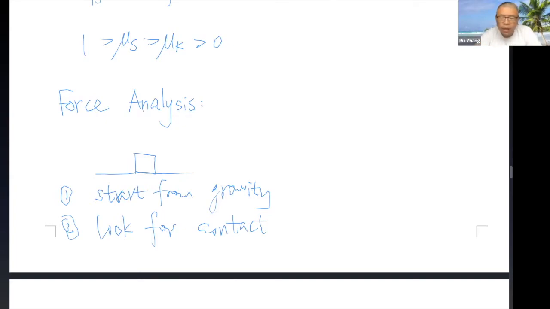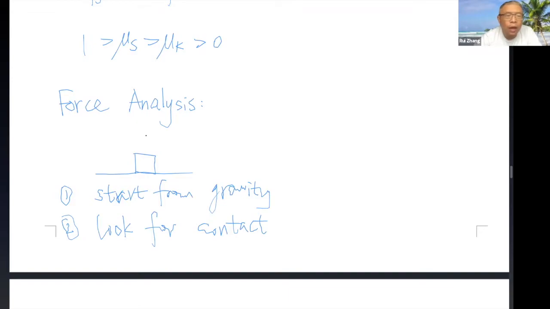the kinematic information, which is about acceleration, right? Now, how do we do that? Basically, the way to do that is to be able to figure out the forces on the object so that we can use Newton's second law, which is F equals ma. So it is critical that we can do a force analysis here.